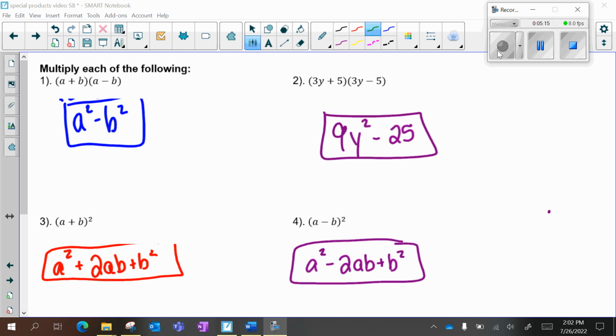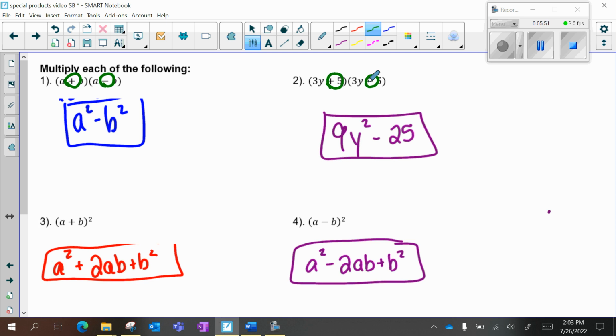So if you notice in numbers 1 and 2, my answers, the middle terms dropped out or they canceled each other out. They were additive inverses. In numbers 3 and 4, that did not happen. And the difference is the signs in the question. So in numbers 1 and 2, my binomials that I'm starting with have opposite signs, one positive and one negative. So my middle terms become additive inverses of each other, and they give us technically a plus 0, and we don't need to show that.